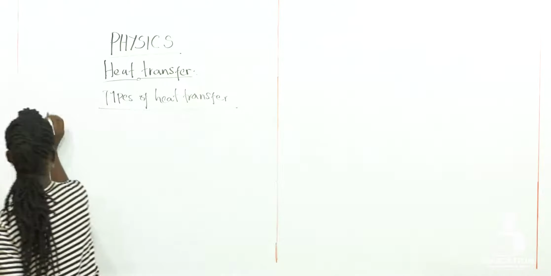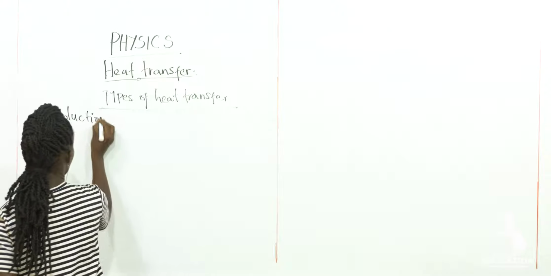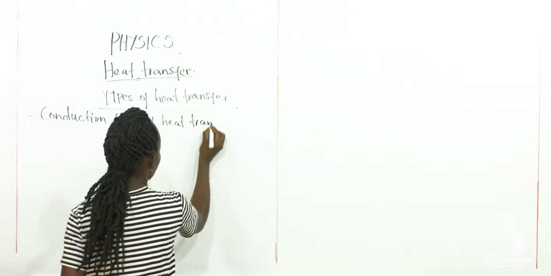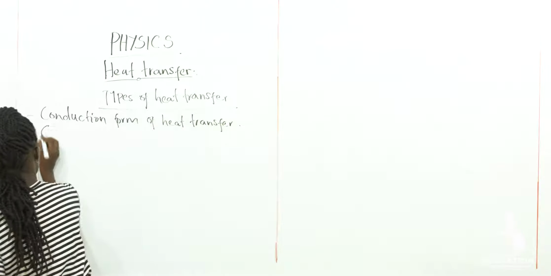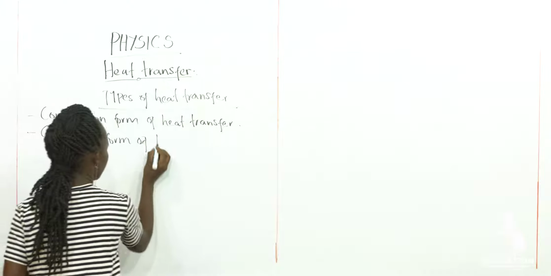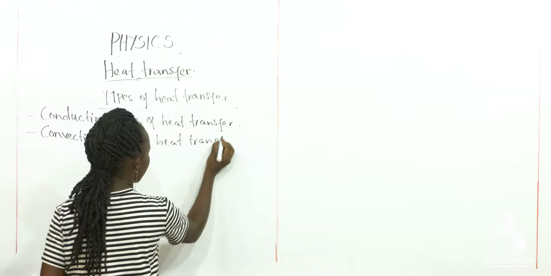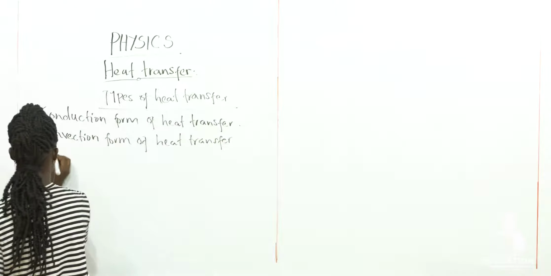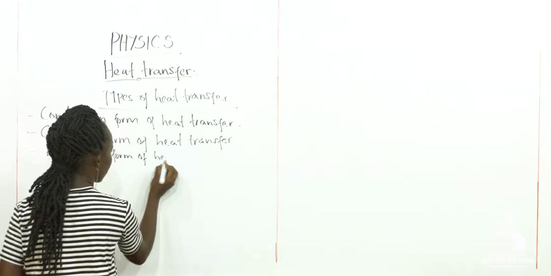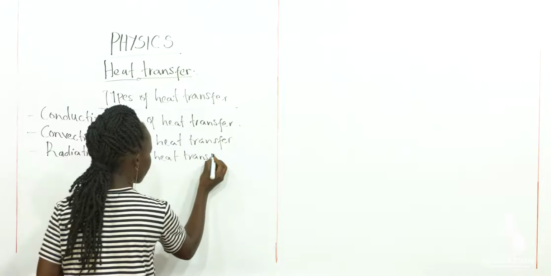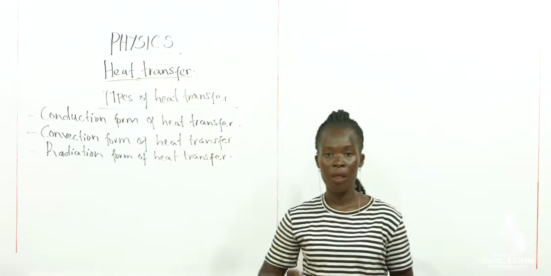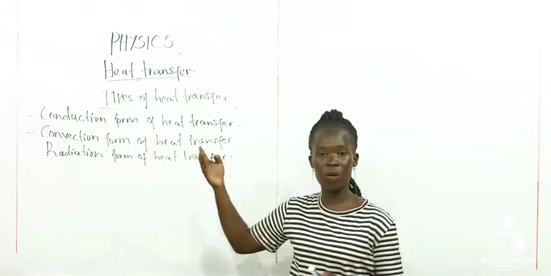So we have conduction, a form of heat transfer. We have convection, a form of heat transfer. And then we have radiation, a form of heat transfer. We shall be looking at all three forms of heat transfer one by one. We are going to start with conduction.